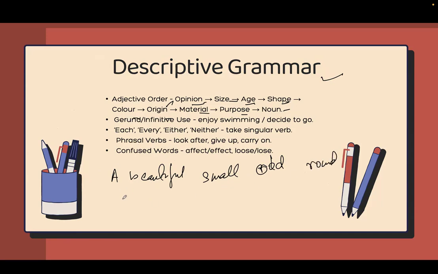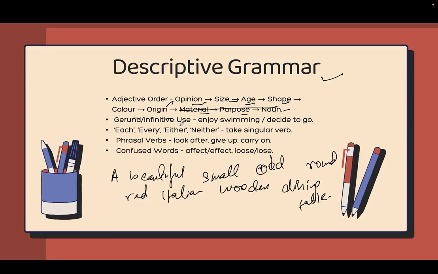Okay. Now color. Red. Now material. Italian. Okay. Wooden. Dining table. This is how we use the adjectives in this order only. Always. Okay. Next we have gerund and infinitive use.